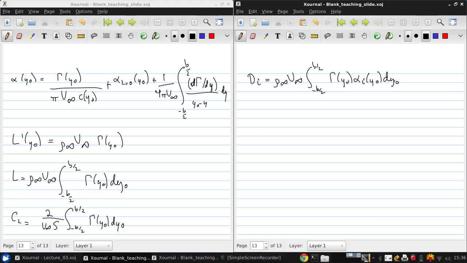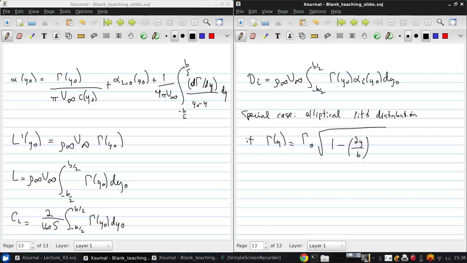But for today, as part of this review, we're only going to look at a special case, which is the elliptical lift distribution. Where we say if there's an elliptical distribution of the circulation, then if we posit this as a solution to this governing equation, what properties will the resulting lift distribution have? So it'll have the following properties. Downwash is constant.